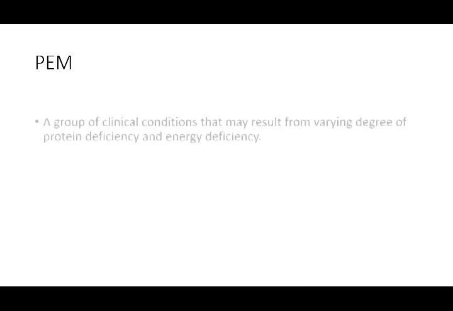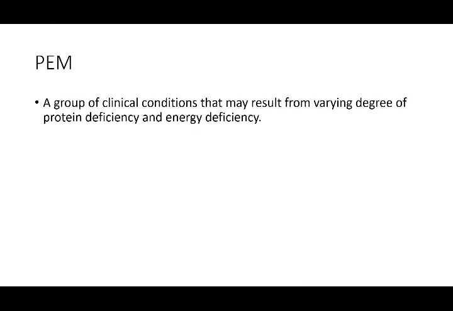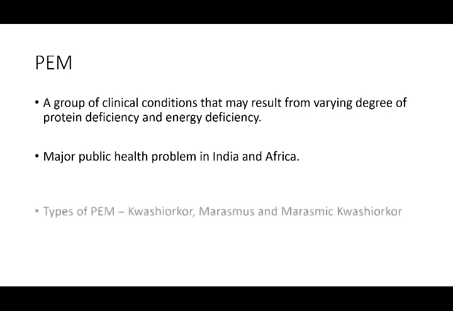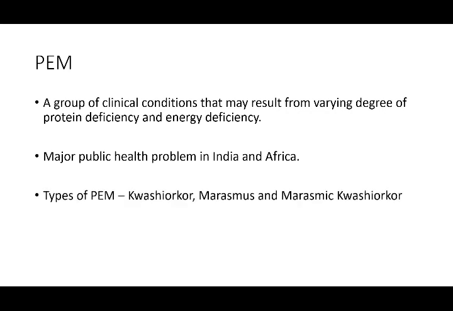PEM is a group of clinical conditions that may result from varying degrees of protein deficiency and energy deficiency. It is a major public health problem in India and Africa. The types of PEM are mostly kwashiorkor, marasmus, and marasmic kwashiorkor. But we'll discuss kwashiorkor and marasmus in this chapter.